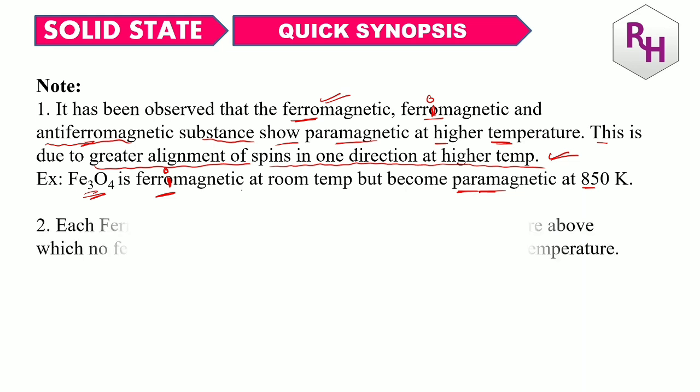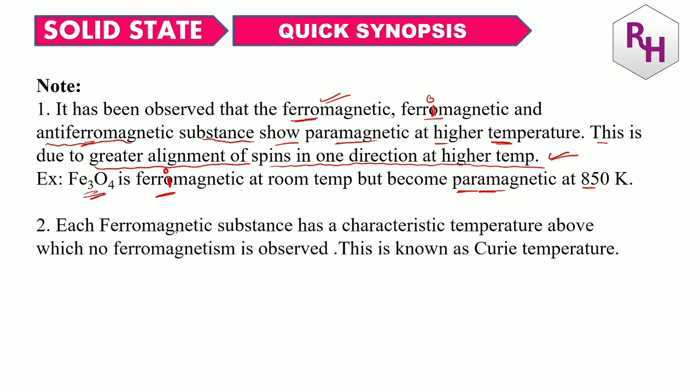Another important point is that each ferromagnetic substance has a characteristic temperature above which no ferromagnetism is observed. Very, very important. It is known as the Curie temperature. For example, iron, when heated to high temperature, no ferromagnetism is observed. That is what we call the Curie temperature.